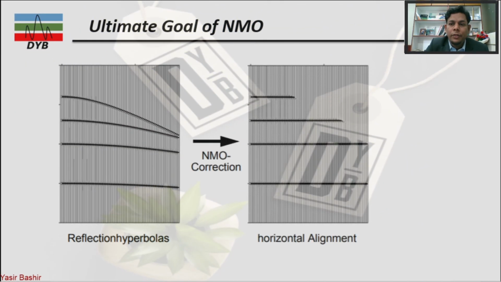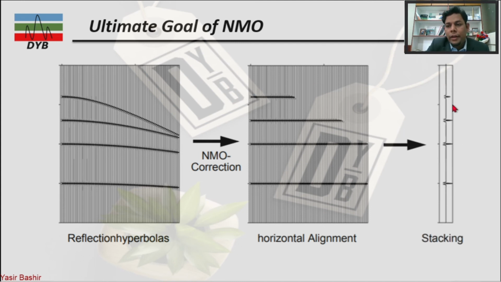So the ultimate goal of the NMO correction is to make our hyperbolic moveout straight, which helps us to have a better stacking of the data. If you stack this data set, you see you have a lot of wiggles until here. But when you stack this data, you will have higher amplitude. All the amplitude will stack here. So over here, you can see the first reflector, second, third, and fourth very clearly if you do the stacking.